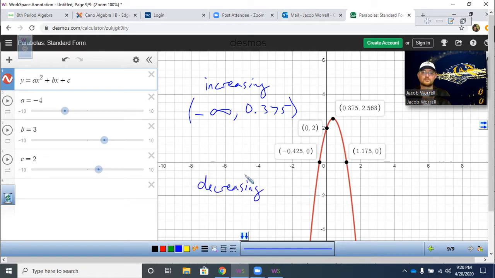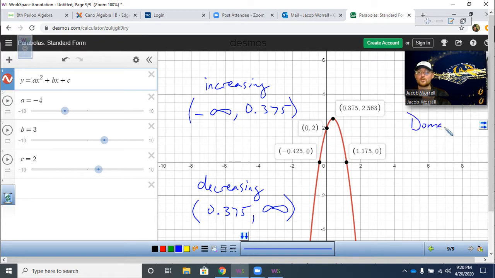So it'll be decreasing on the interval of 0.375 all the way up to positive infinity, because it's going to keep going on forever into the positive numbers for x. Got to close that off. All right, so these are my two intervals. It's increasing on this interval and decreasing on this interval.